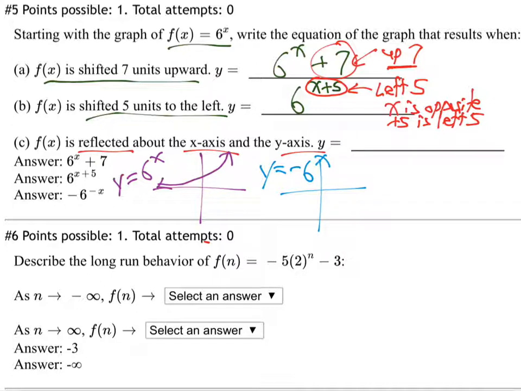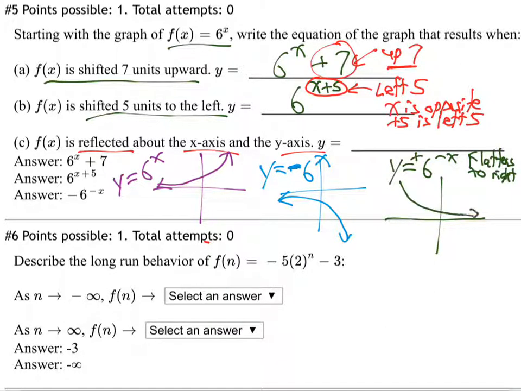Negative 6 to the x. That negative makes it go down, doesn't it? Now it launches down, it's a negative graph. And if you put the negative up there on the x, remember what that does? That means it flattens to the right. It's a positive graph that flattens to the right. Remember that? So do you see what's happened there?